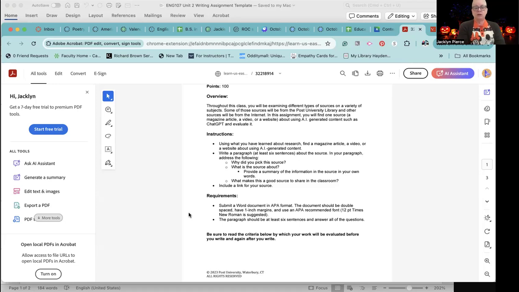You can include a formal APA citation instead if you would like, and I'll show you how to manage that. So the first thing that you're going to need to do in doing this assignment is to find a source.